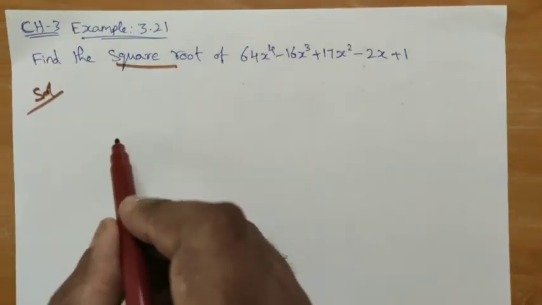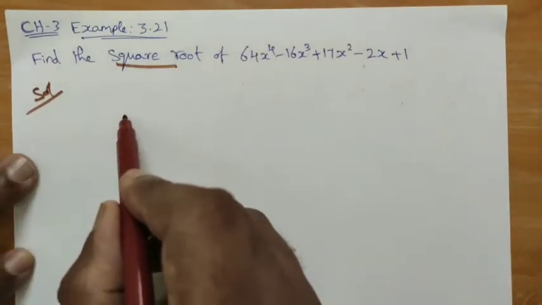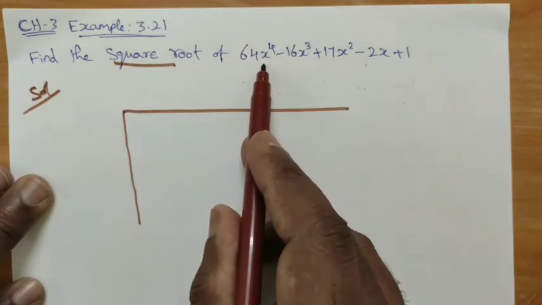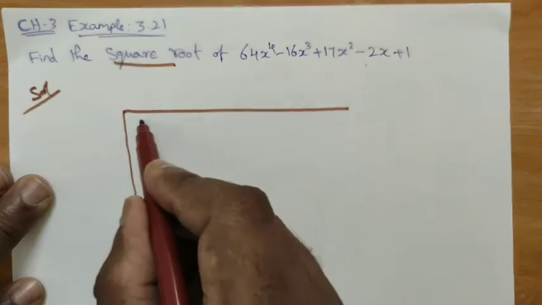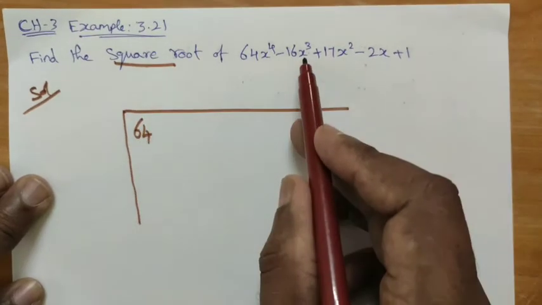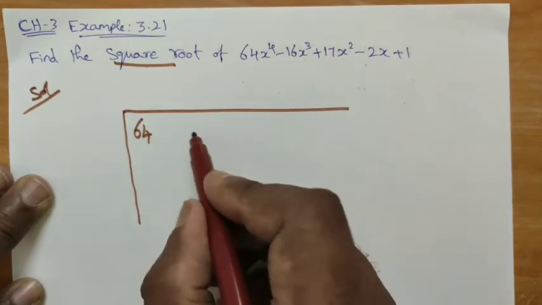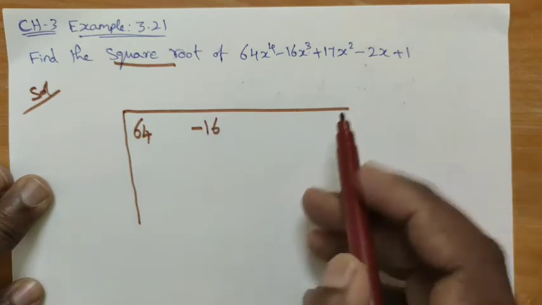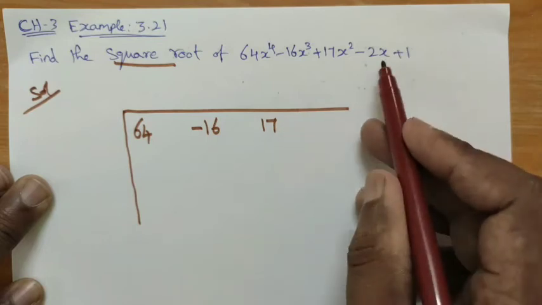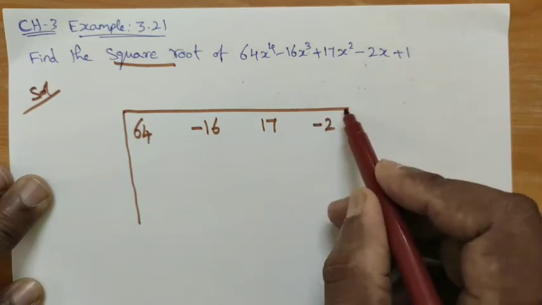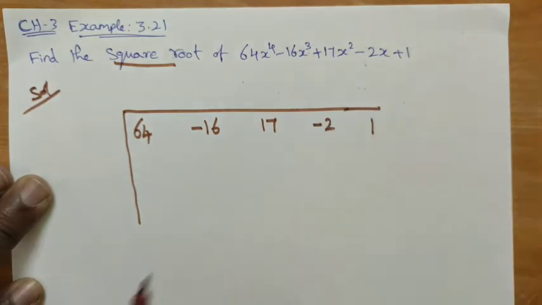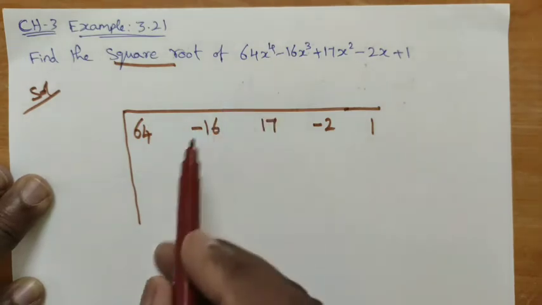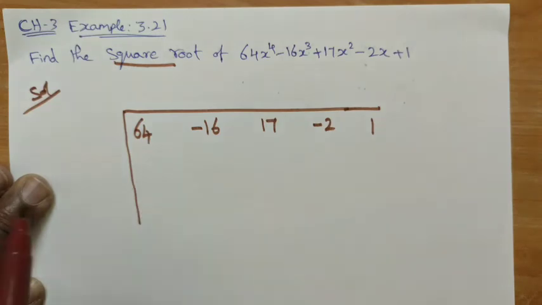Reducing the order, right? Here I am going to take only the coefficients of the polynomial. See, what is the coefficient of x power 4? That is 64. What is the coefficient of x cube? That is minus 16. What is the coefficient of x square? That is 17. The coefficient of x is minus 2, and the constant term is 1. Right? We are not taking the variables, we are taking only the coefficients, right?